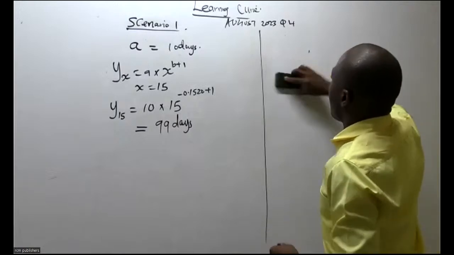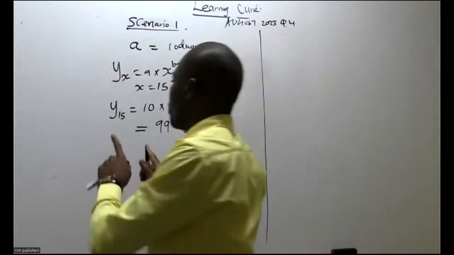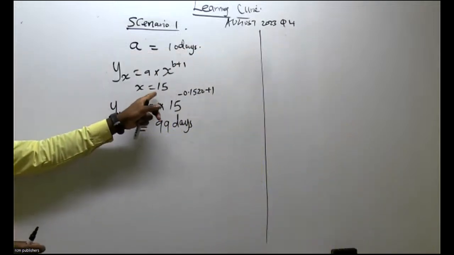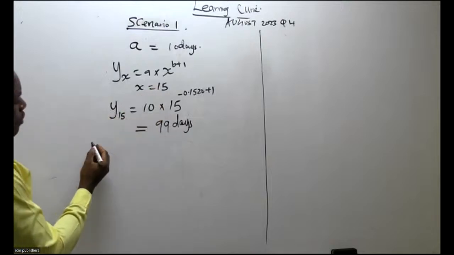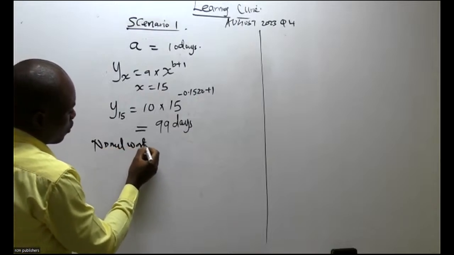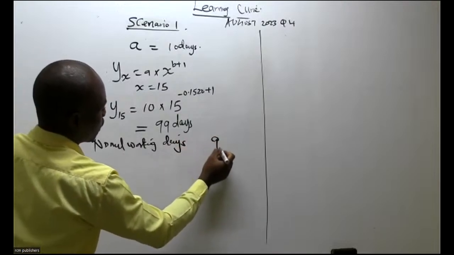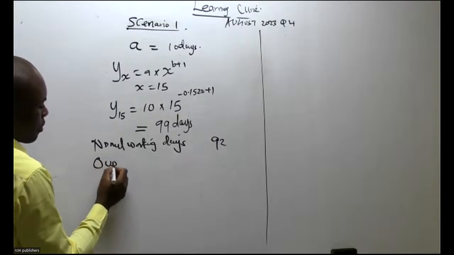Good. I want us to identify some interesting things here. This is the total time they are going to take to produce how many buses? 15. To assemble 15 buses. Now, the normal working days, as per that question, we are told is 92. Is it? 92 days. Overtime.